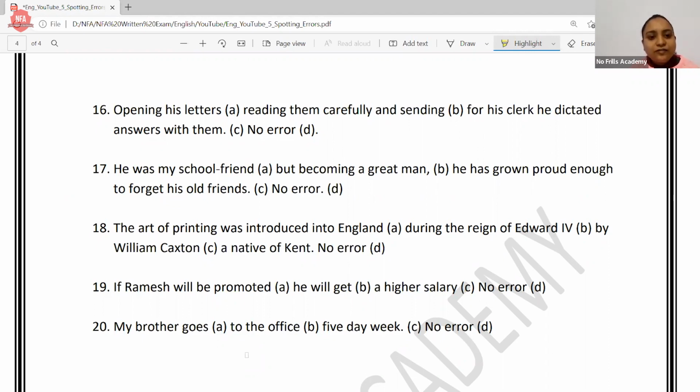Next, the art of printing was introduced into England during the reign of Edward IV by William Caxton, a native of Kent. The art of printing was introduced into England A, during the reign of Edward IV B, by William Caxton C, a native of Kent. No error D.